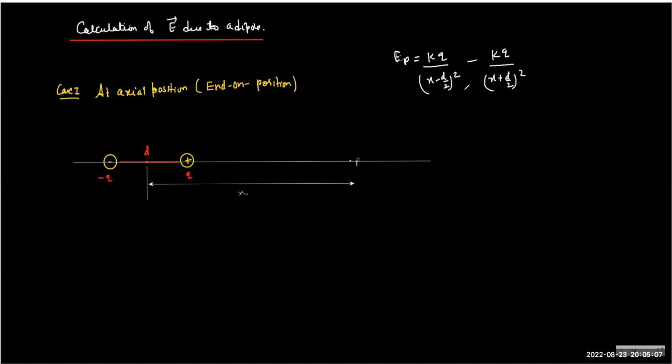So you can go one more step and try to simplify this. Luckily, both directions are in the same line, so it's easy to add or subtract. So what is the answer coming after some simplification, taking the LCM and common? So you can take KQ common and do the simplification. Tell me the answer.